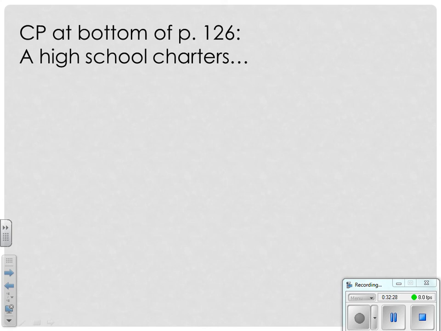The problem right above it, example number 8 from the textbook, is very similar to this. It says a high school charters a bus for $560 to take a group of students to an observatory. When 8 more kids join the trip, the cost per student decreases by $3.50. How many students were in the original group?